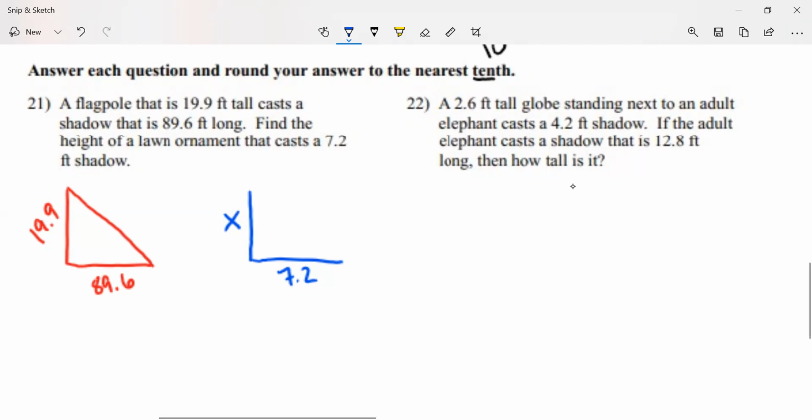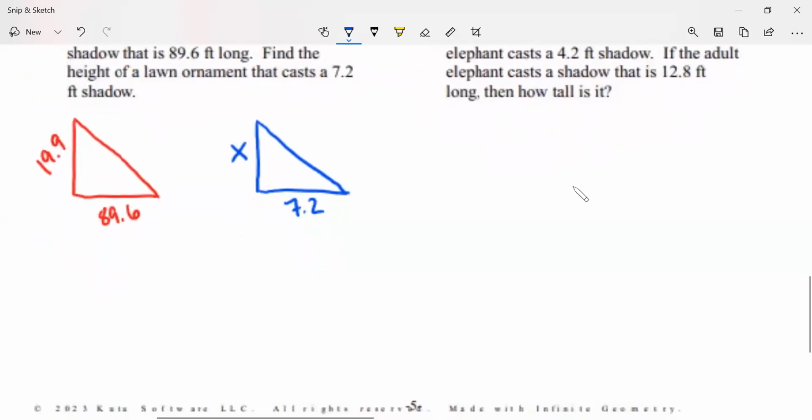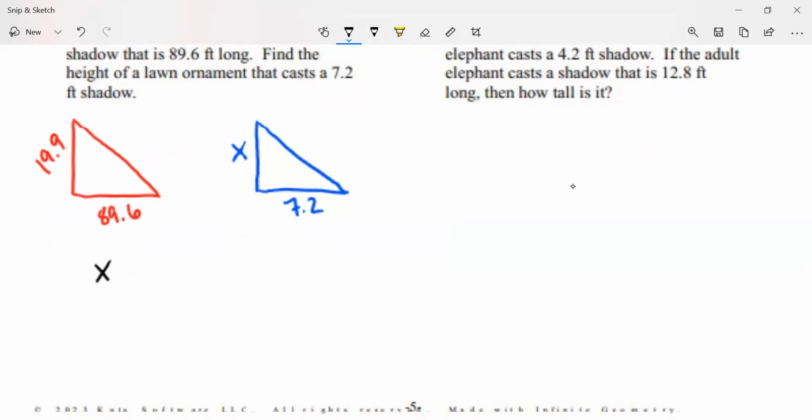And again, like I did on the red triangle, let me close this side so it looks like a triangle. And I know for proportions, I make two fractions. So let me change this to black. From the blue triangle, I have the measurements X and 7.2.